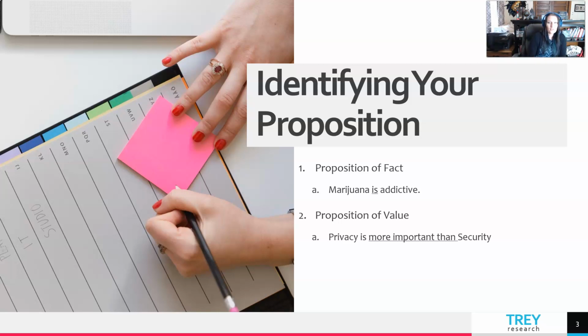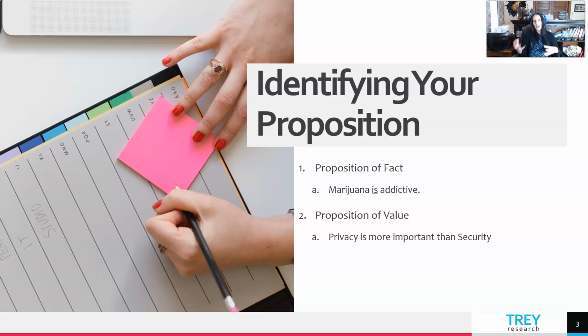Now, clearly, the FBI had the reverse proposition of value. The FBI was going, that's nice, but national security is more important than privacy. If you got stuff on your phone that you don't want people to see, that's your problem. But security is more important than privacy. And so those were the two issues that were debated, and the courts settled in favor of Apple.